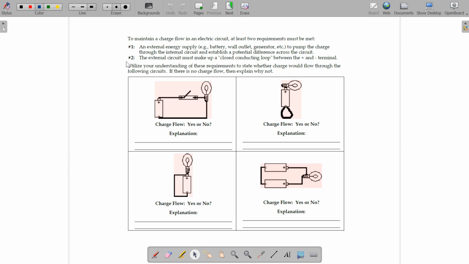And the second requirement says the external circuit must make up a closed conducting loop between the positive and the negative terminals. So with that said, let us move down to these four examples here. I want you guys to look at these four examples, and I want you to determine whether or not electrons will flow across the circuit. We're going to do the first one together.